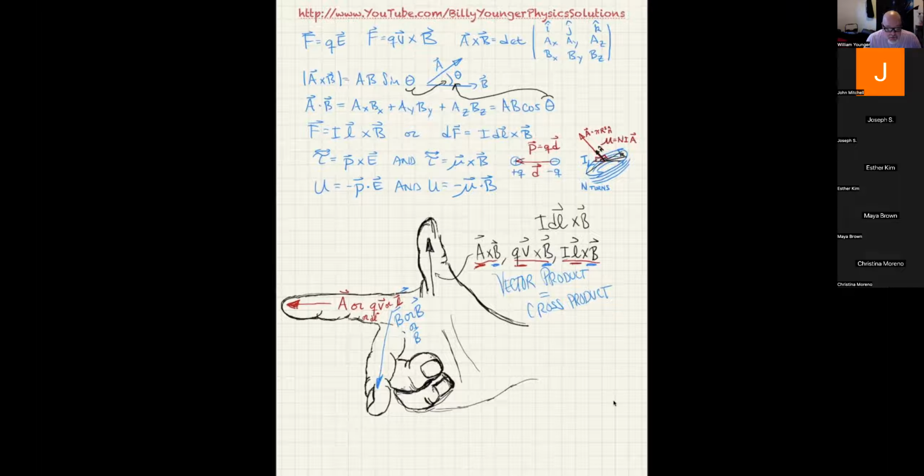I also reminded you that you can just blindly calculate the magnitude of A cross B by taking the magnitude of A, multiplying it by the magnitude of B, and multiplying that by the sine of the angle between them when they're tail to tail. So that's that equation right there. And I even drew a little diagram to help you understand what I'm talking about.